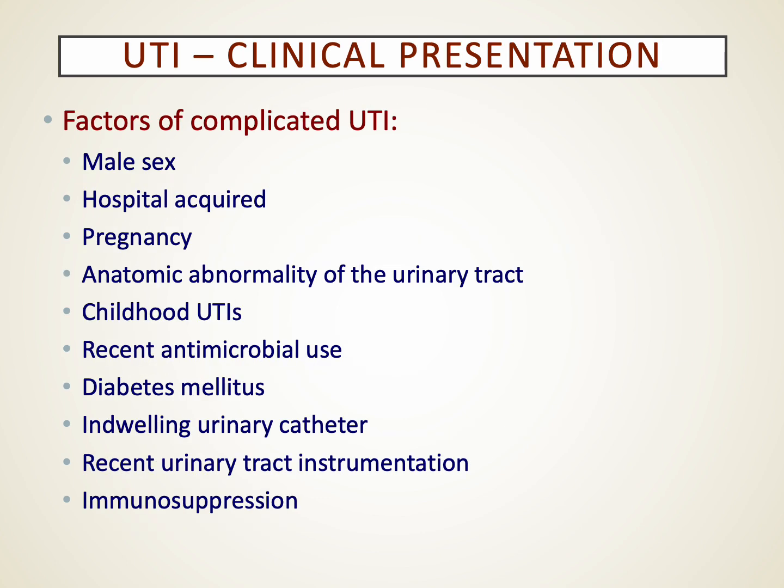Factors of a complicated urinary tract infection: any male who has a urinary tract infection is automatically considered complicated. Also hospital-acquired infection, pregnancy, or any anatomical urinary tract abnormality. In childhood, urinary tract infections are not expected, so we'd consider those complicated. If folks have had recent antimicrobial use, that indicates we likely have changes in flora. Folks who have diabetes also have a predisposing risk factor to more complicated UTIs because, particularly if their diabetes is not in good control, there is glucose in the urine.